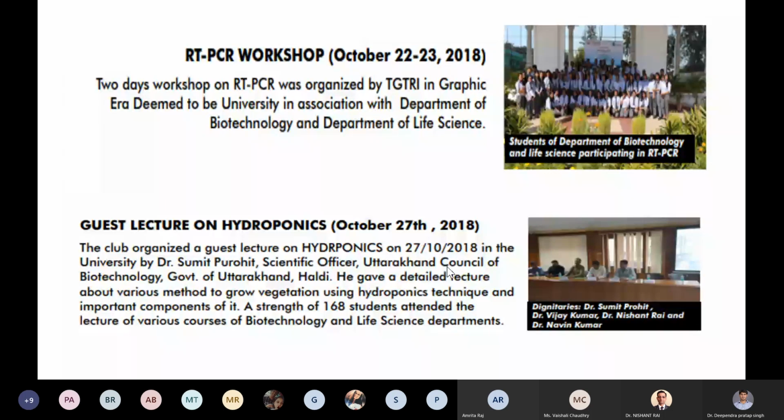We also conducted a real-time PCR workshop, which is the most important technique in research and development, and one of the key basic techniques in molecular biology and molecular genetics. We organized this workshop in collaboration with TGTRI. First we visited TGTRI, and then we conducted the real-time PCR workshop with them. We also had a guest lecture on hydroponics, inviting Dr. Sumit Purohit, a scientific officer in the Uttarakhand Council of Biotechnology.